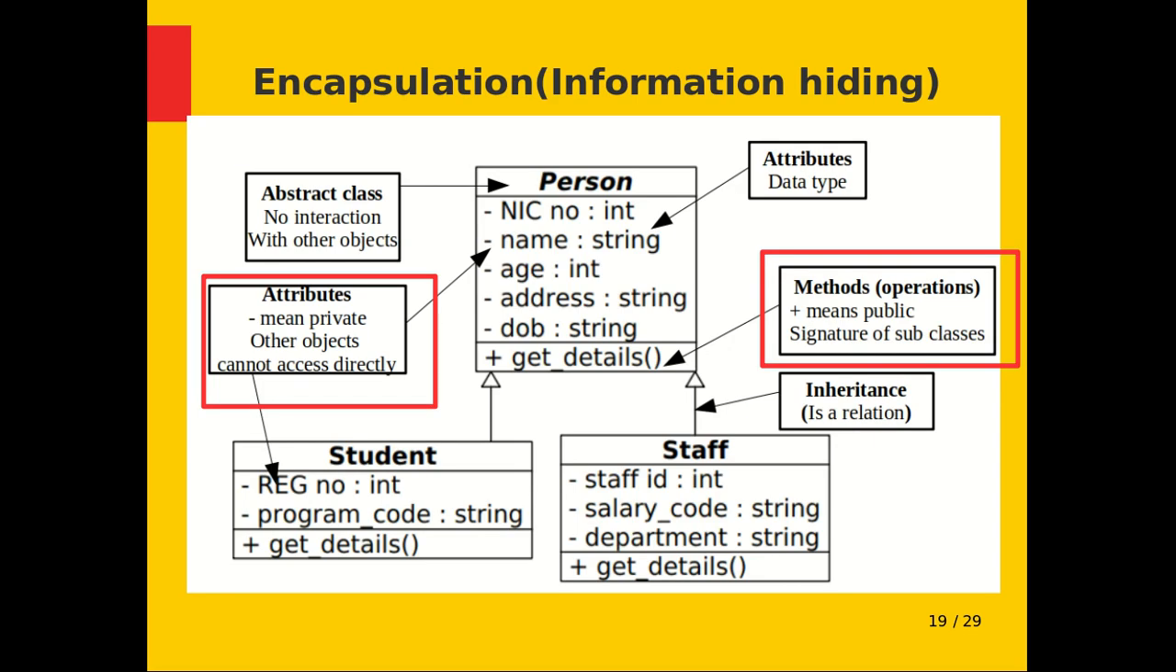Encapsulation is also called information hiding. You can see in front of the attributes of class person there is a minus sign. This sign indicates that the scope of these attributes is private. That is, they can be accessed only within the class. So the attributes belonging to person, student and staff are hidden from other objects. We can write public methods to access these attributes. Here the plus sign indicates public.